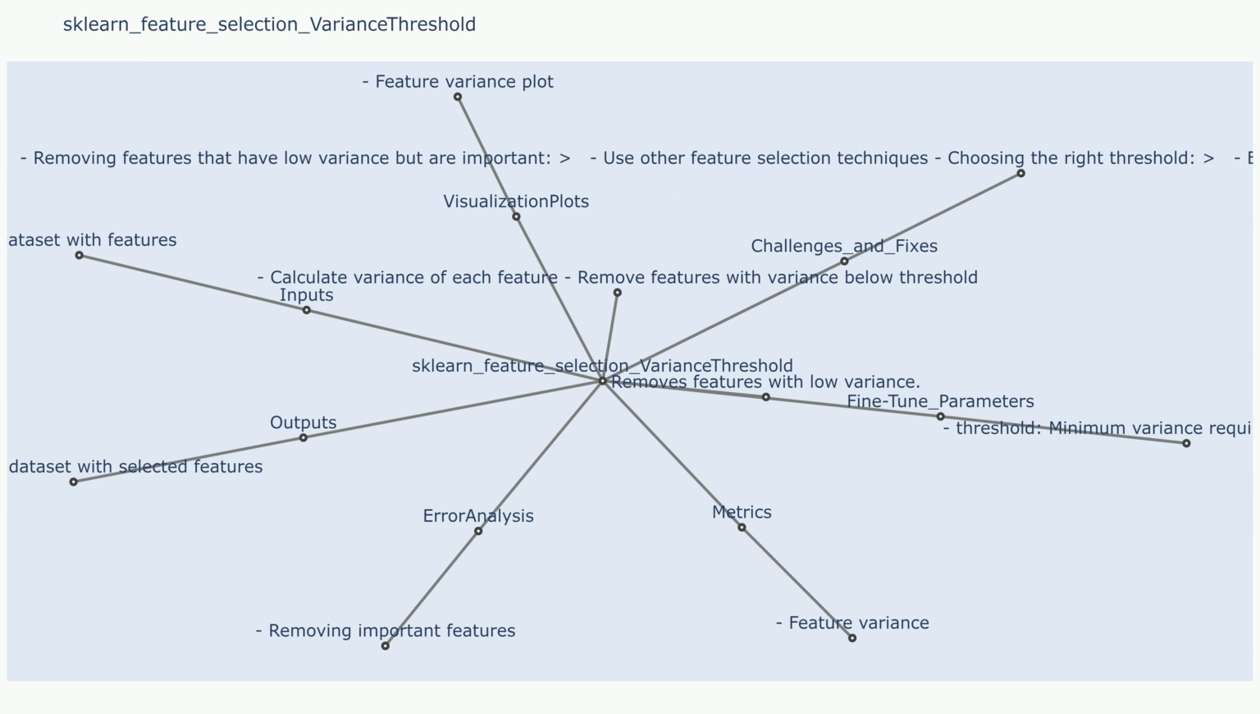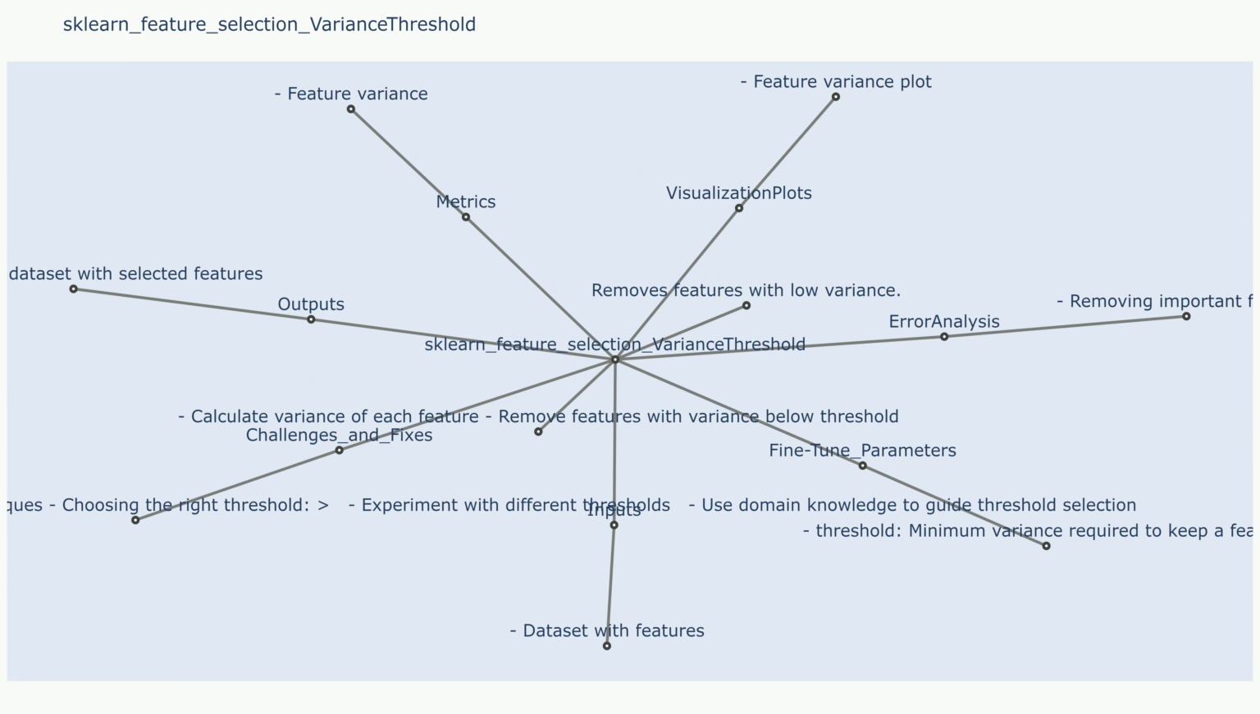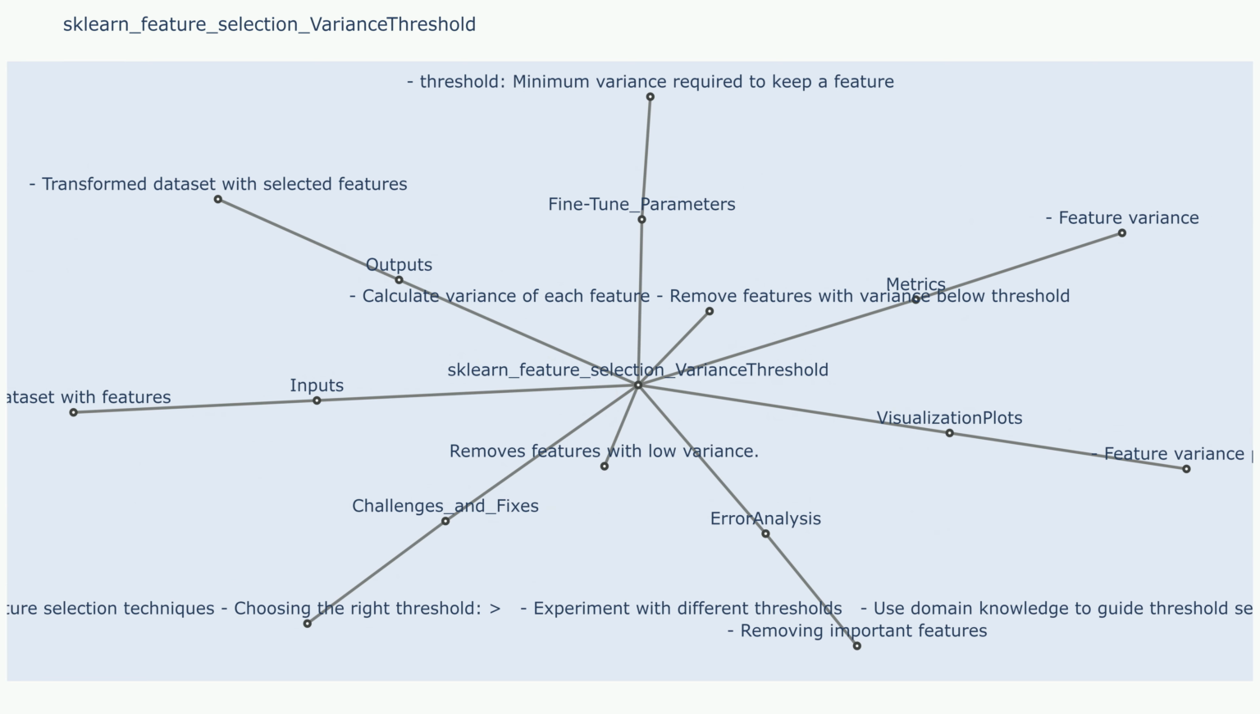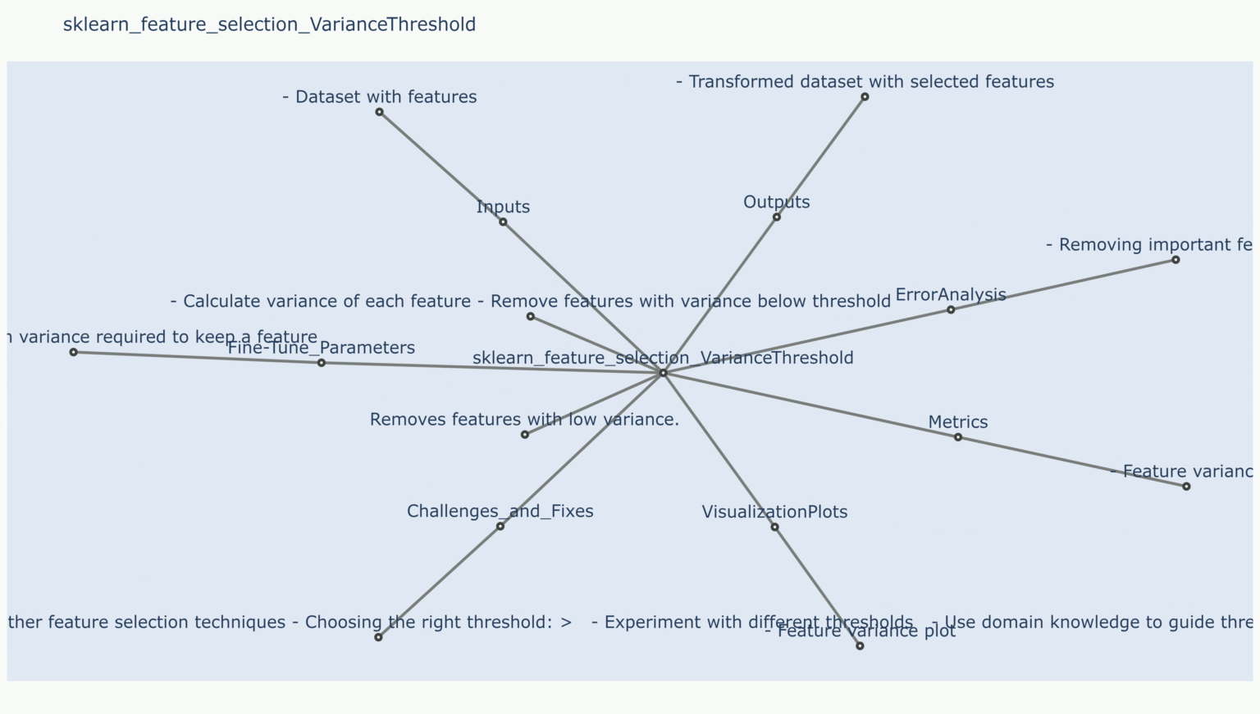Challenge 2. Feature scaling. Variance threshold is sensitive to the scale of the features. Features with larger scales will have higher variances, potentially leading to the removal of valuable features with smaller scales. Sample use case that resulted in challenge 2. A dataset where features have vastly different scales, e.g., one feature is in meters, another in kilograms. Fixes to challenge 2. Standardize or normalize the features before applying variance threshold. This ensures that all features have similar scales, preventing biases based on variance.